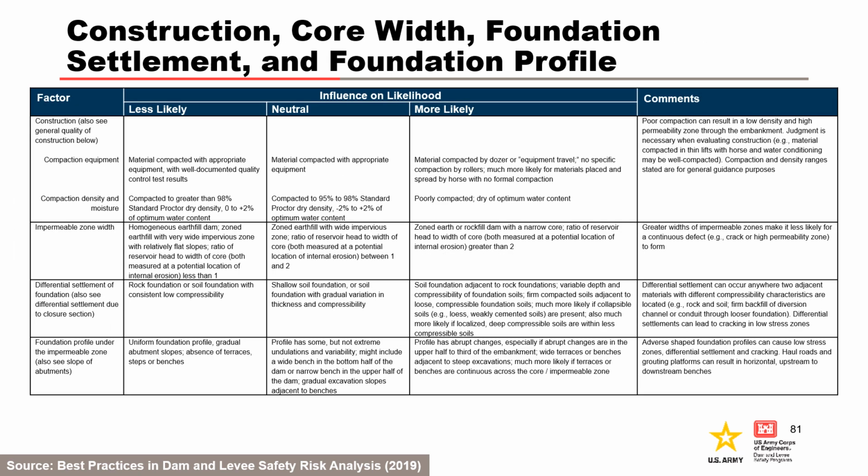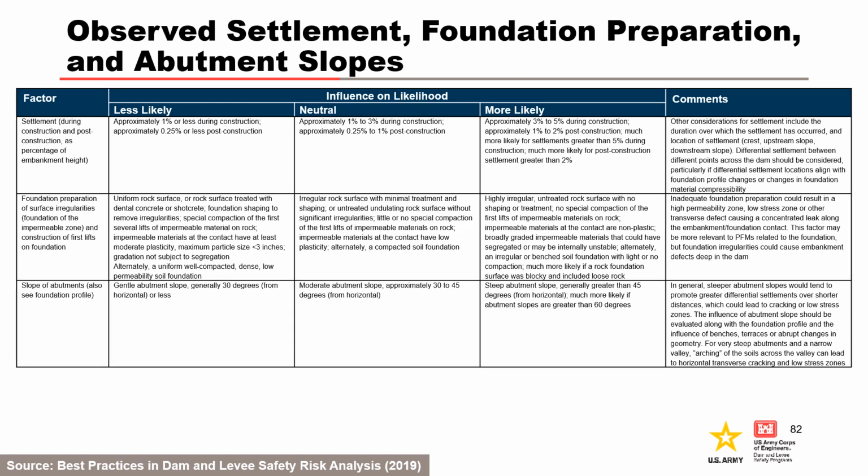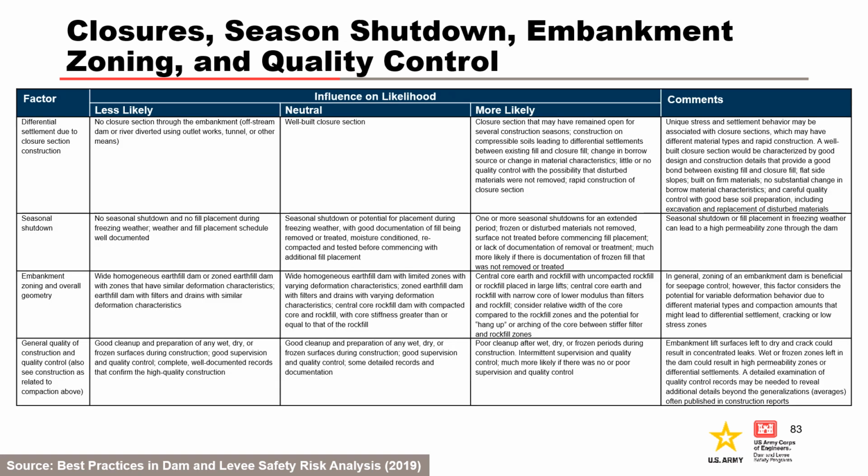The factors in this portion of the table address construction practices, core width, differential settlement of the foundation, and foundation profile under the core. The factors in this portion of the table address observed settlement, foundation preparation, and abutment slopes. The factors in this portion of the table address differential settlement due to a closure section, seasonal shutdown layers, embankment zoning and overall geometry, and the quality of construction and quality control.